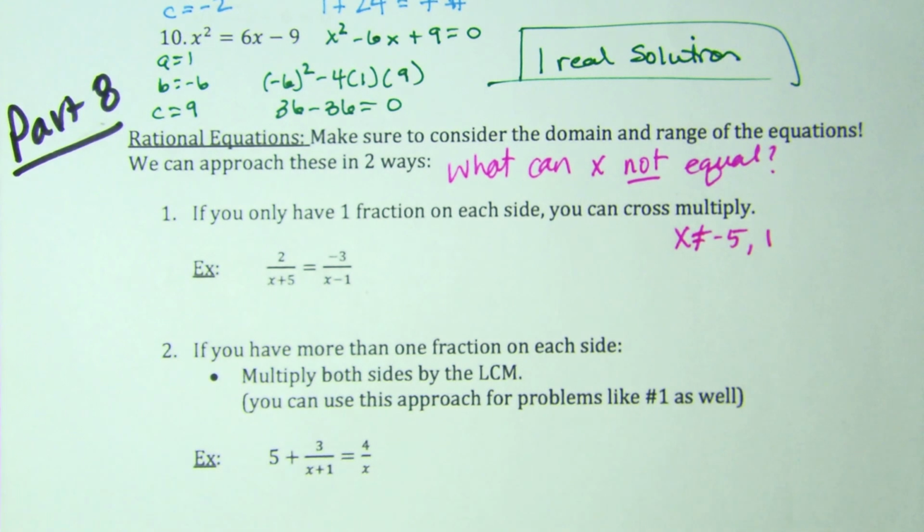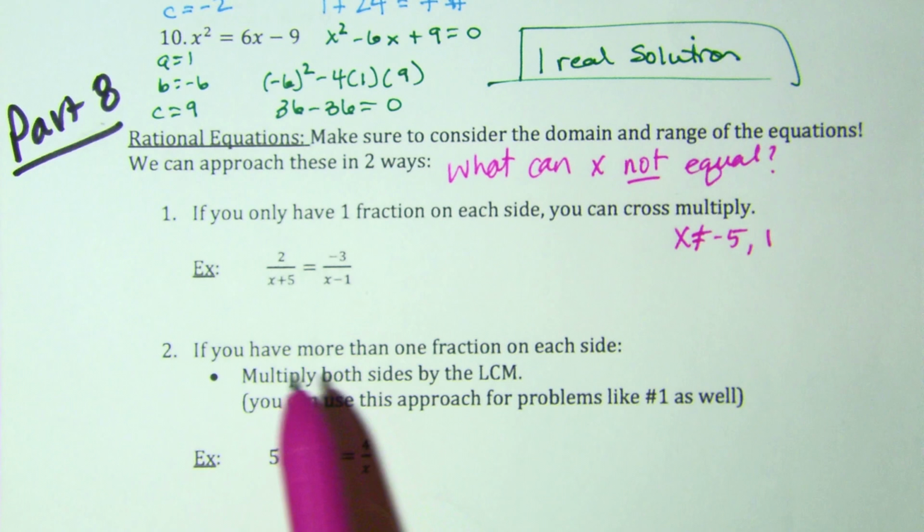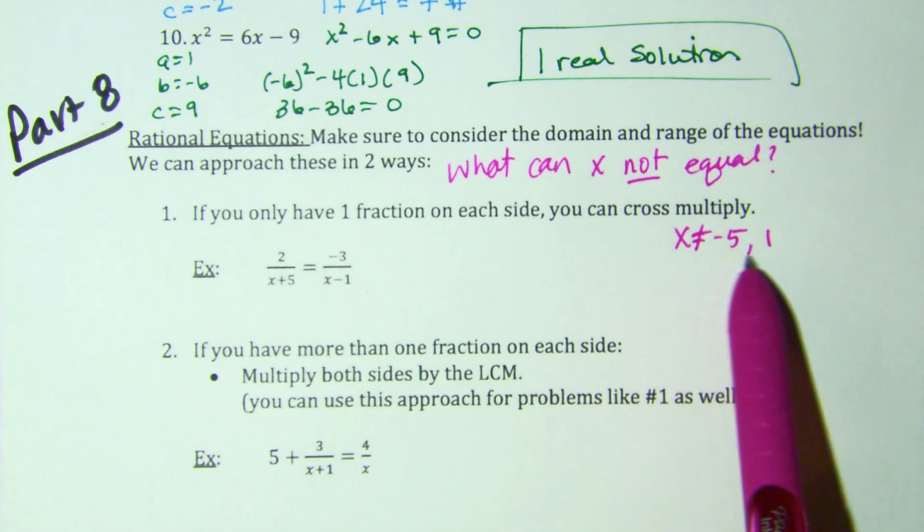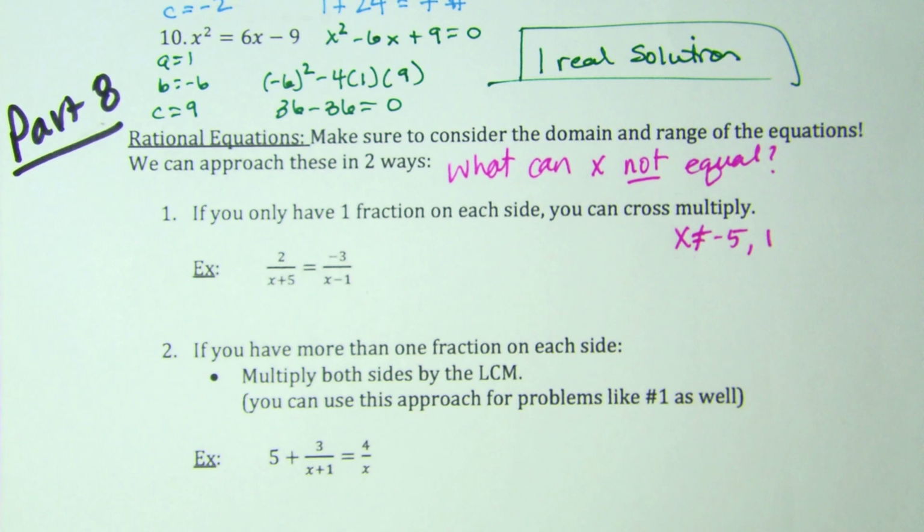So whenever we're working with rational equations, we always need to think, what would make my denominator 0, and remind ourselves that x cannot equal those values. And then we'll look in a few minutes about what x can equal or not equal with square root equations.